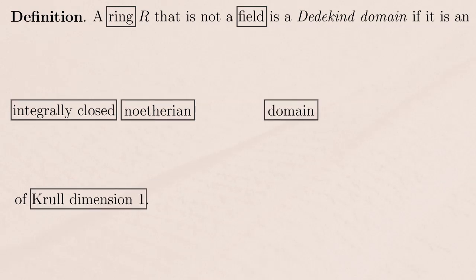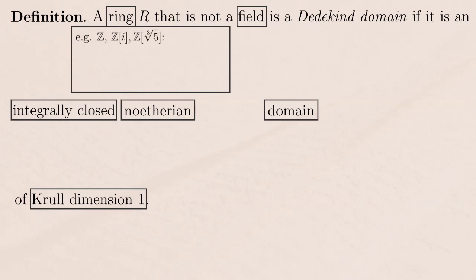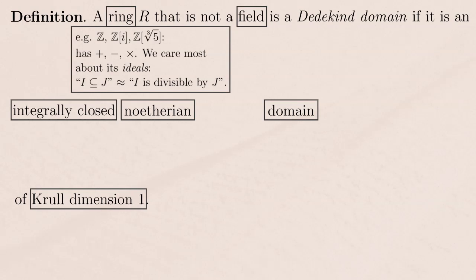I'll start off by reminding you that a ring is something like Z, or Z adjoin i, or Z adjoin the cube root of 5. It has arithmetic operations: addition, subtraction, and multiplication. And I'll remind you that in this course we're most concerned with the ideals in a ring, which we should think of as a kind of generalization of numbers. In particular, when the ideal I is contained in the ideal J, we want to be able to interpret this to mean the number represented by I is divisible by the number represented by J.